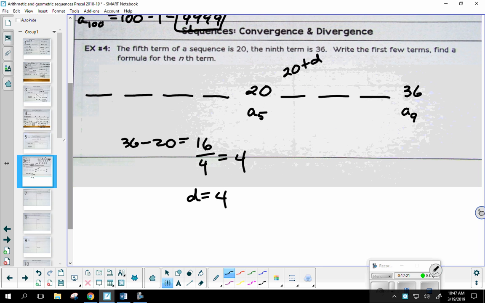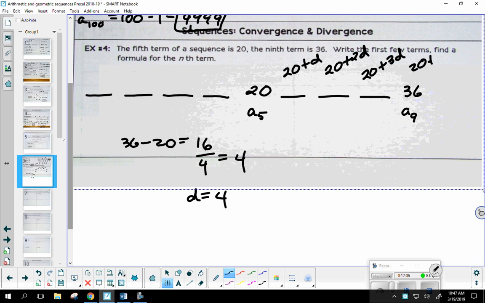Okay. So in order to get the seventh term, that would be 20 plus 2D. See, plus D and then plus D, right? So this one would be 20 plus what? Plus 3D. And then this one would be 20 plus 4D, which also makes sense why we had to divide by 4, right? But see, I know this expression has to equal 36 because that's the term number. So I could use that to go ahead and create an equation. I could say 20 plus 4D is equal to 36.